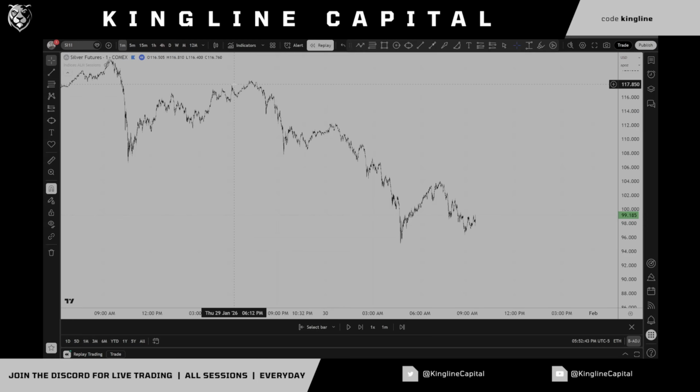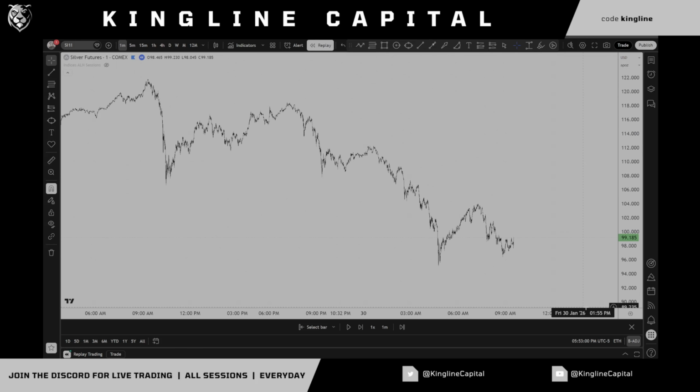We saw a sweep of the prior swing high with a move that continued lower. It swept this level, didn't quite sweep this level until later, but nonetheless, we're seeing a continuous sell-off. That gives me a pretty bearish bias, right?